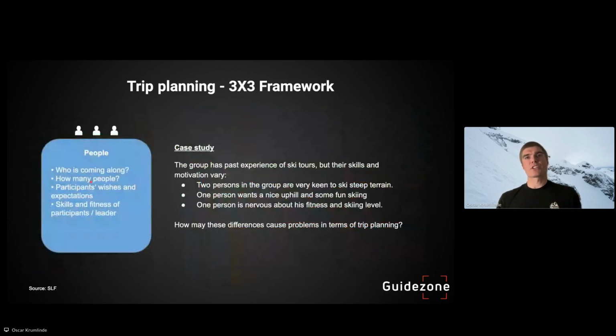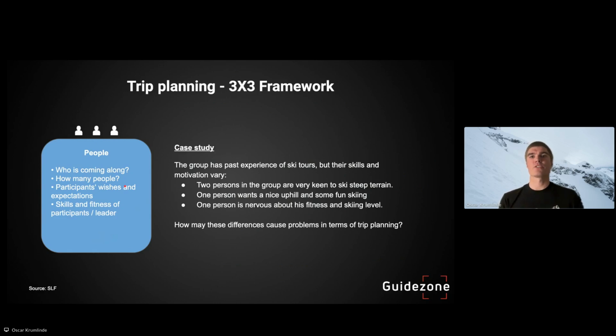So we need to consider who is coming along. How many people are in our group? What are the participants' wishes, skills, and experiences? As a guide, we ultimately want to provide a service where our clients have a fantastic day out in the mountains. So we need to align our expectations. That's super important, and we need to consider the skill set. But I think, just when you're out with friends, that's also very important. Expectation management is a super essential part.